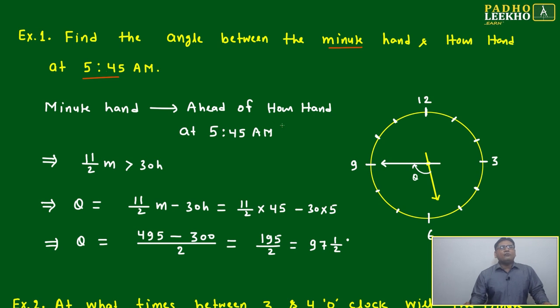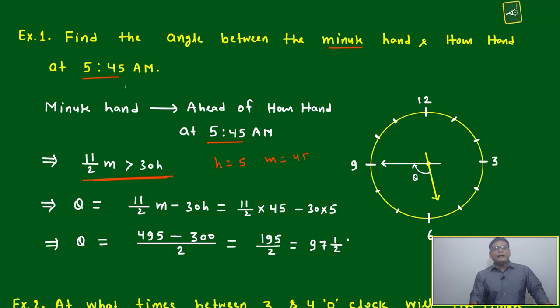Minute hand is ahead of the hour hand at 5:45. What is the value of h here? It is 5, because between 5 and 6, beyond 5, it will be 5. We will take h as 5, and the minute value is 45. This is the case, 5:45. You can visualize here: this is 5, this is 6. This will be 5:45.